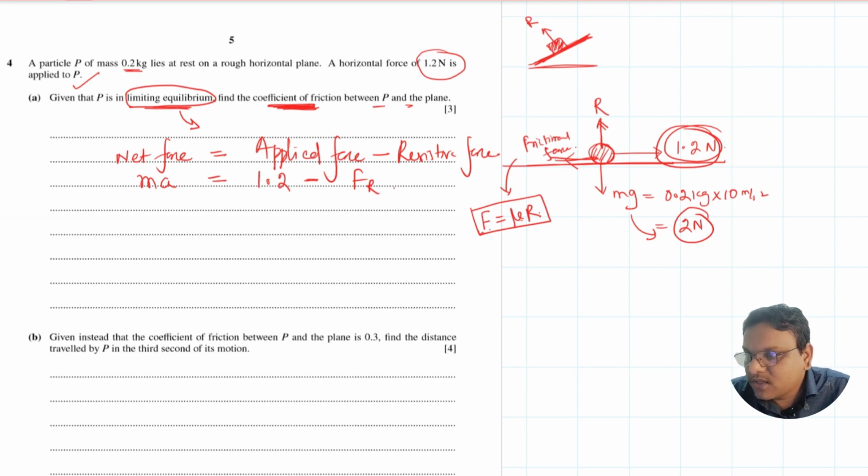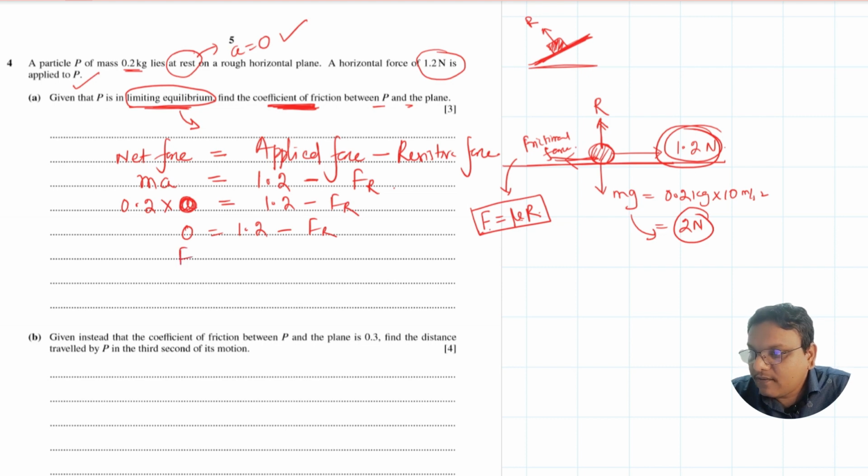Ma, mass is given, so acceleration we can find out. But if you see the question properly, the body is at rest, that means your acceleration is equal to 0. Very simple. So instead of acceleration, I'll put 0 here. Do you understand clearly, everyone? So 0 is equal to 1.2 minus frictional force. So I got Fr is equal to 1.2. Did you understand up to this? So the frictional force we got is 1.2.